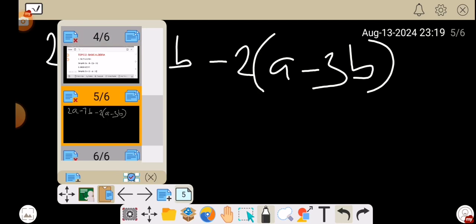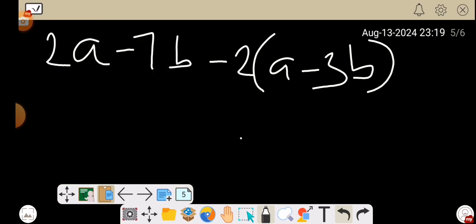Okay, so this is the first question, which is 2a minus 7b minus 2(a minus 3b). So here it is just a combination of letters and numbers. When you see something like this, use BODMAS. Where there are brackets, deal with the brackets. From there, you should collect the like terms. So the first thing is to deal with what is in the bracket.